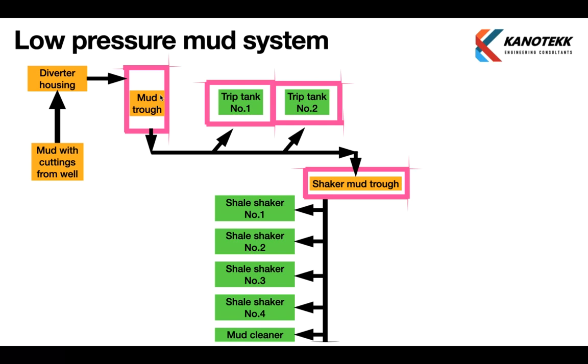So even there is a supply from the mud trough to shaker trough line. There is a flow line, we call it flow line. Usually sizes will be 14 inch or 16 inch bigger diameter pipes. So there is a supply to drip tanks. We will explain about that supply in the drip tank portion.